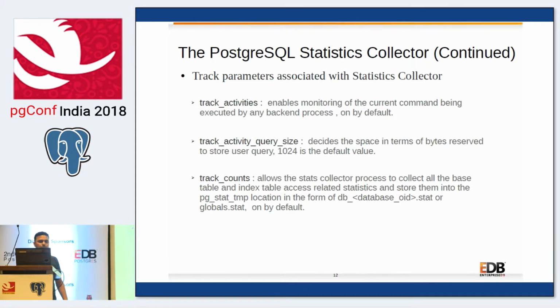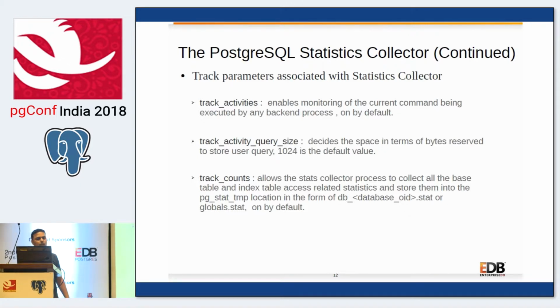And then the next parameter is track activity query size, which tells what should be the size of a query that can be written in the stats file. The default size is 1024 bytes, meaning that only a query of this size can be written. If there is a query whose size is more than 1024 bytes, then that query will be truncated and written into the stats file.